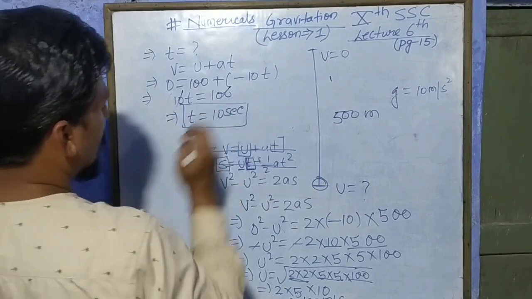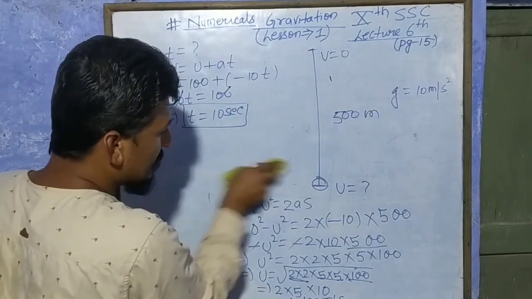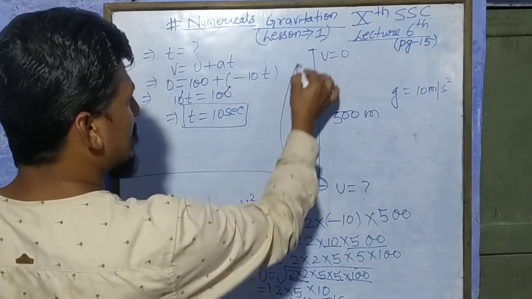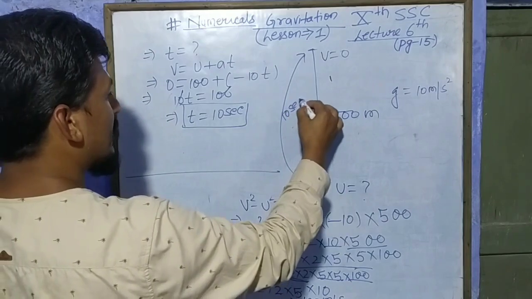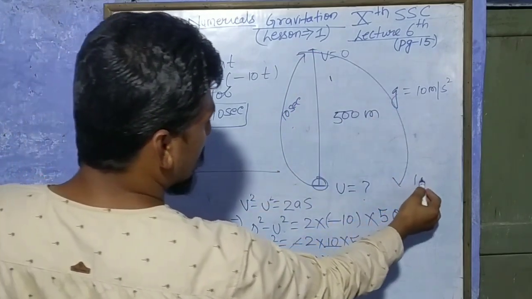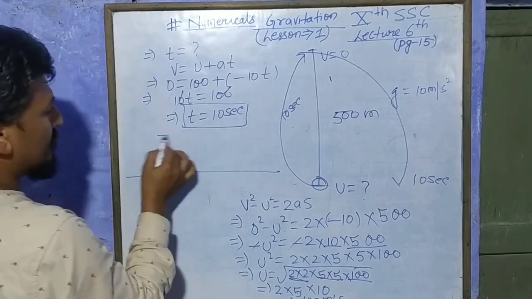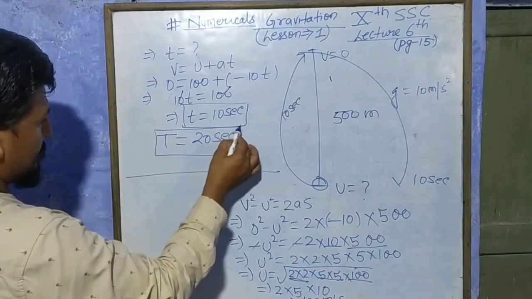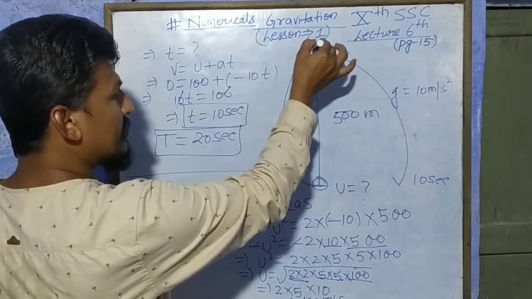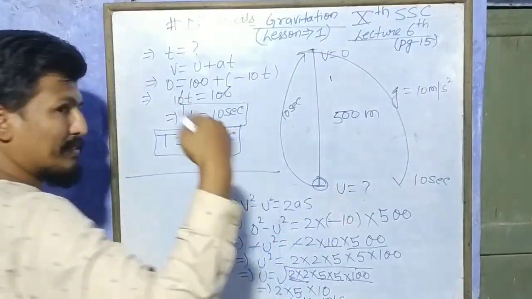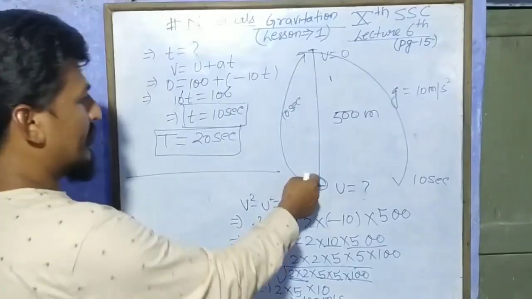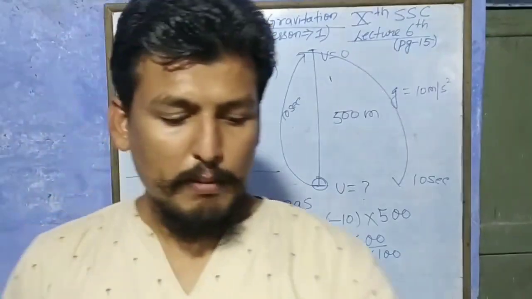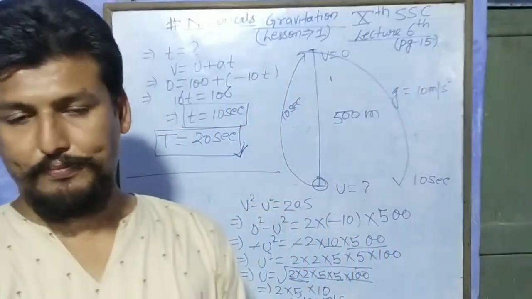Okay, the value of t: 10 seconds to go from this point to this point, and 10 seconds to come again from this point to this point. So the value of t is 20 seconds. The time of ascent and time of descent are both the same. So 10 plus 10 becomes 20 seconds. This is how you have to proceed with numericals.